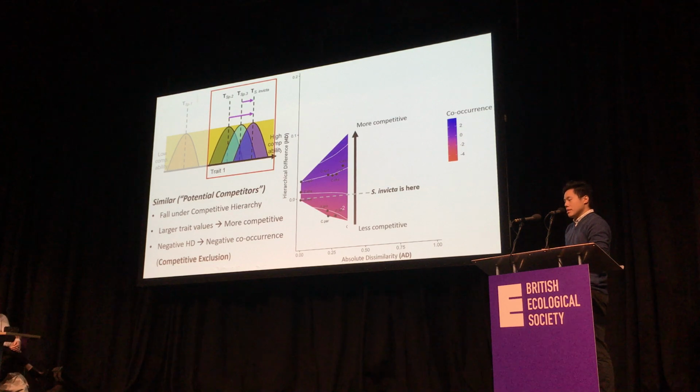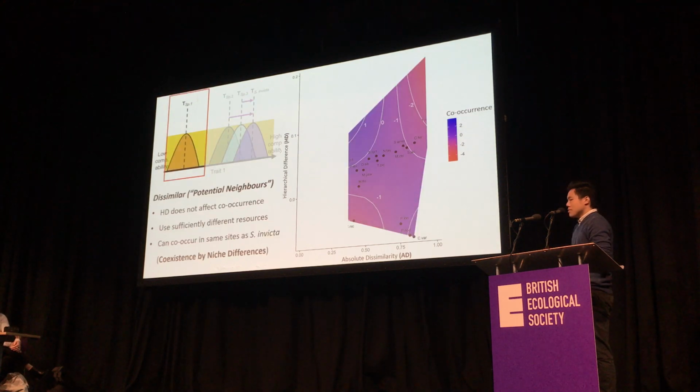So that's the first part of that plot. And then we found another group of species with sufficient dissimilarities from the fire ants. So this is a region where co-occurrence outcomes between a species and the fire ants across the landscape was not affected by their hierarchical difference, not affected by those values on the y-axis, but only by absolute dissimilarities, suggesting that these species perhaps were sufficiently dissimilar from the fire ants to overcome any potential differences in competitive hierarchies.